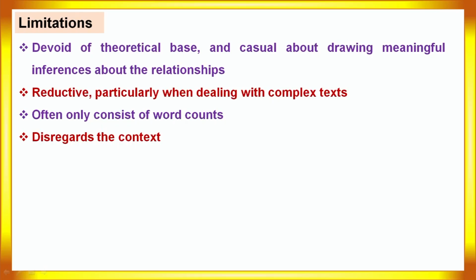The first limitation is that content analyses are mostly devoid of a theoretical base. Also, there is a chance of drawing inferences about causal relationships between variables using content analysis, which may not be totally valid. Second, content analysis by its nature is reductive. It does not capture the complexity of the whole article, because it mostly disregards the context in which the article was produced or to which it is related. That is one of the important theoretical limitations.